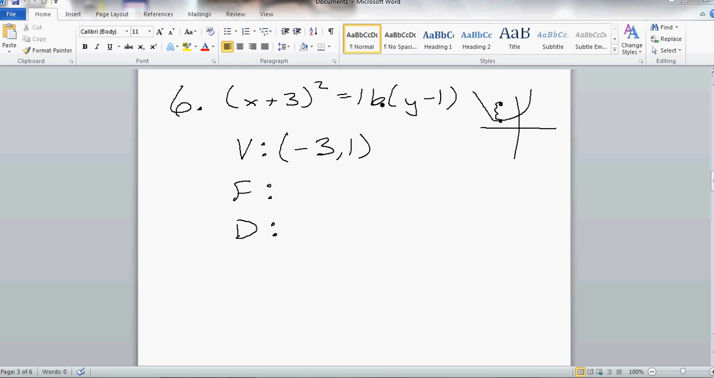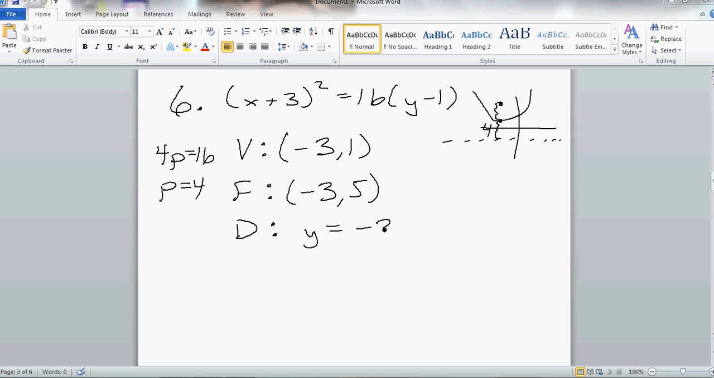Well, we have to determine what p is. P is determined through here. It's not 16, but we do know that 4p equals 16, or p equals 4. So what I have to do is move up 4, and so my focus would be -3, 5. Directrix goes along like this. Y equals what? Well, I have to go the exact same distance, p, which is 4. 4 below the vertex would be at -3. So y equals -3 would be the directrix.